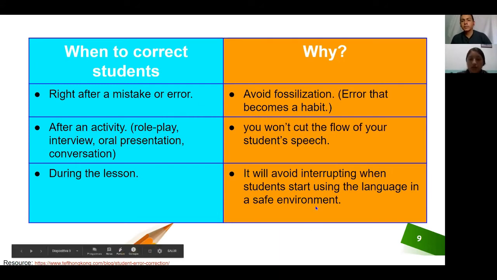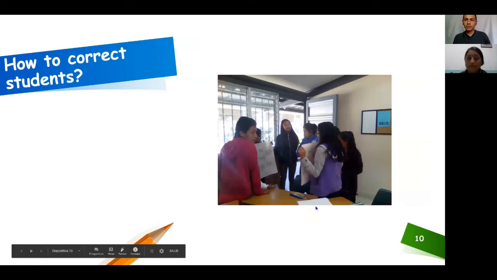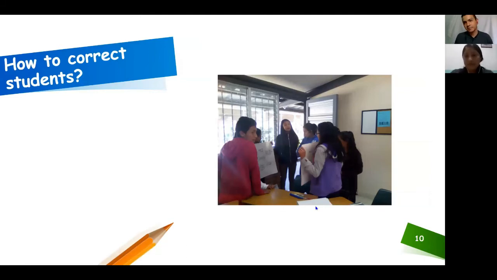Yeah, I think it's very important to not cut the flow of the students when they are speaking, right? Exactly. That's the key word for the session as well, because if we interrupt them every moment, we are going to damage their confidence and they won't participate anymore, right?